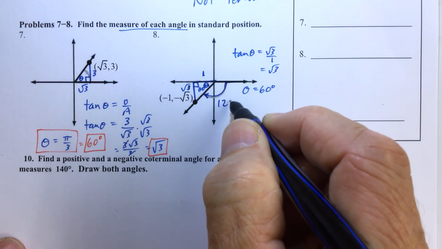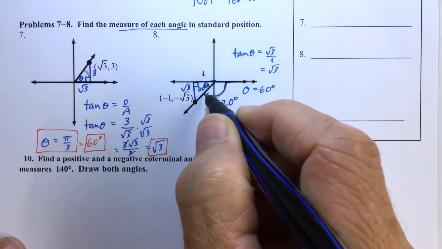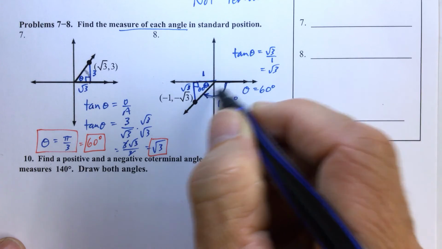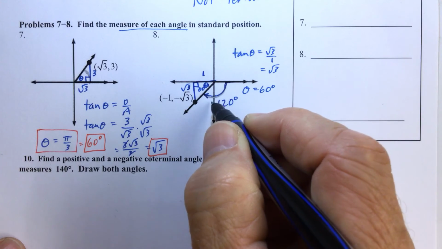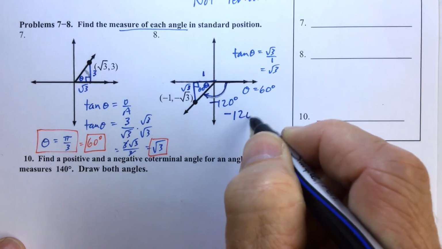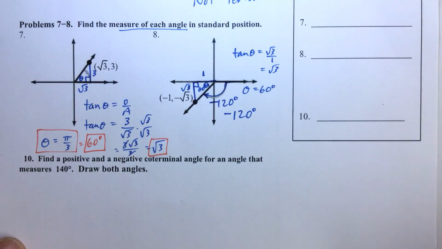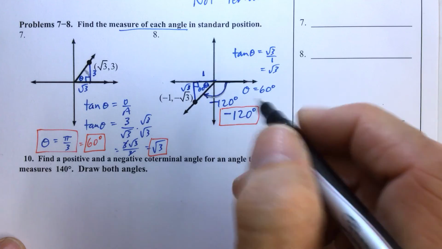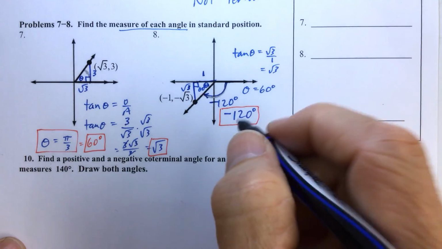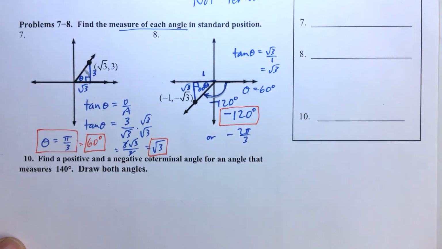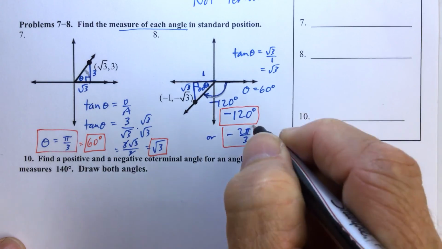So since that's 120 degrees from there to there, that's what that is, 120 degrees from there to there, but in the negative direction. So that's a negative 120. I should write that over here. Negative 120 degrees is the angle that is shown right there. So negative 120 degrees. We could call it negative 2 pi over 3 if we wanted to. Either one would be fine.